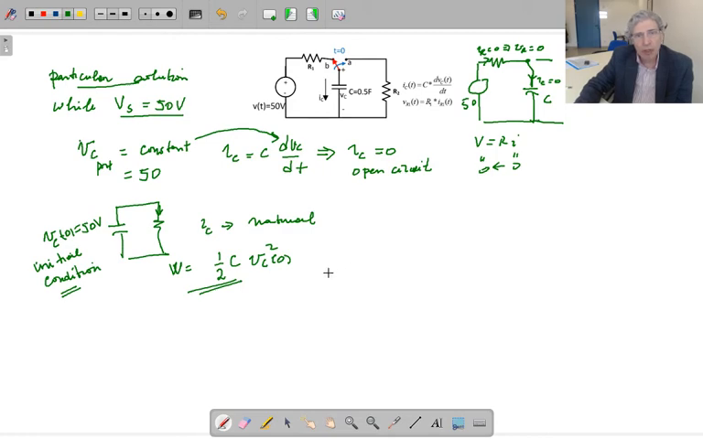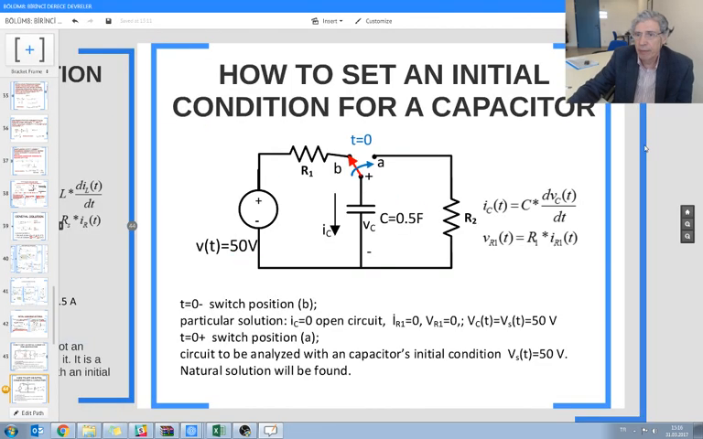So what we have done, I used this circuit and this switch to have an initial condition on a capacitor like that. If you don't use that, as soon as you move that switch to the left hand side, you assume that there is no resistor in here, so that means you set the capacitor initial condition to 50 volts. This is how we set the initial condition for a capacitor. So, end of the video.